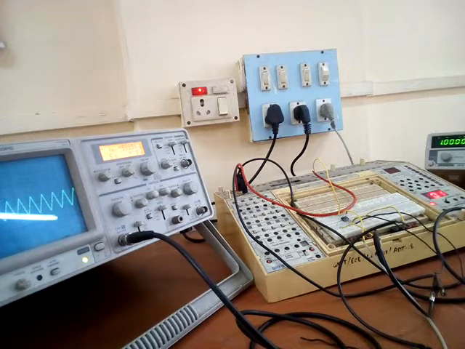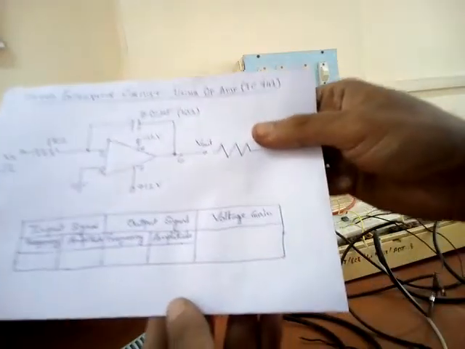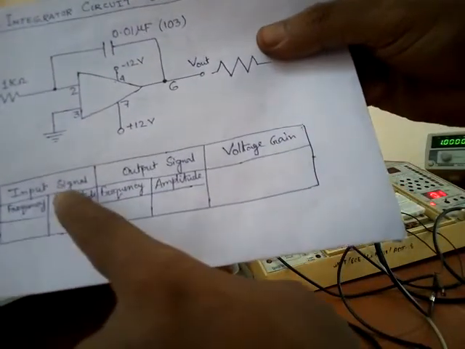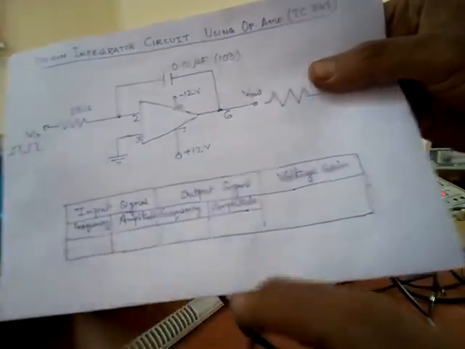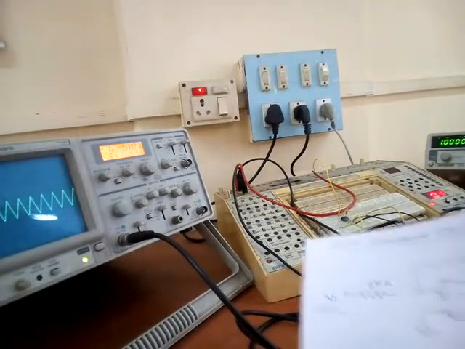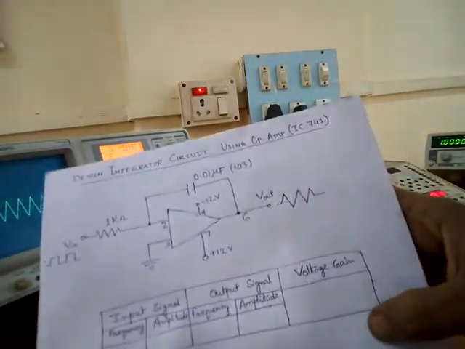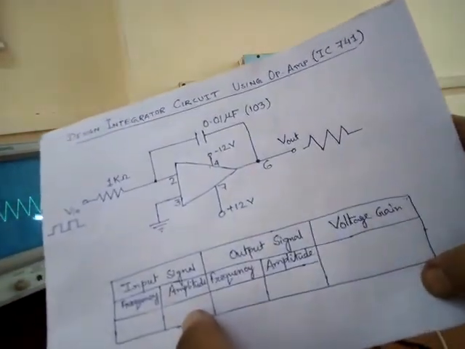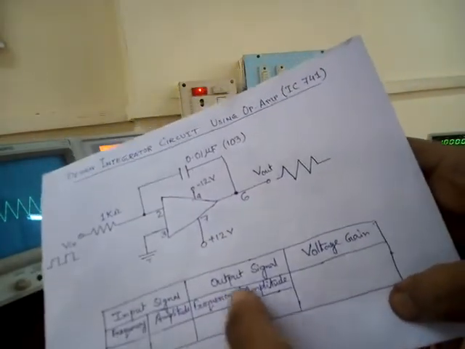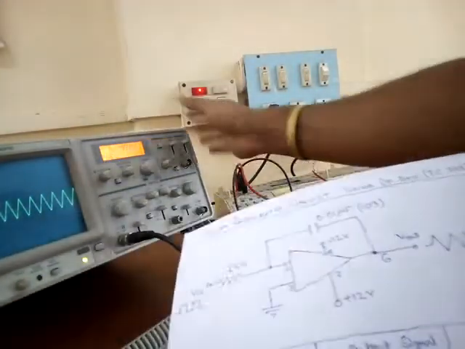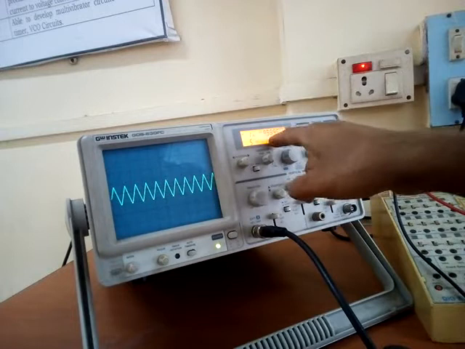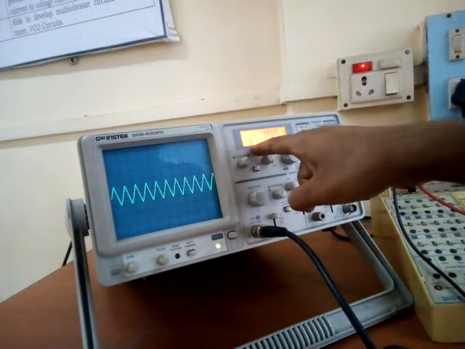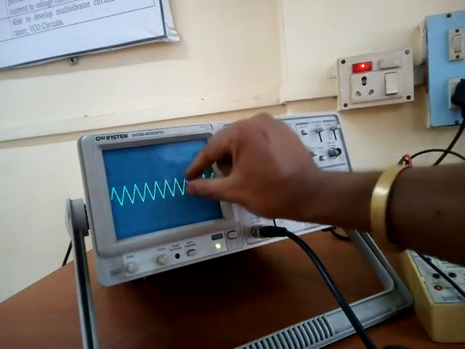Now the table. You can see the table: input signal, frequency and amplitude of the input signal. You can measure them from the function generator. So the frequency is 1 kilohertz and the amplitude is 0.18 volt. Then the output signal you can measure from the CRO. This is a 1 kilohertz signal and the amplitude is 5 volt per division.